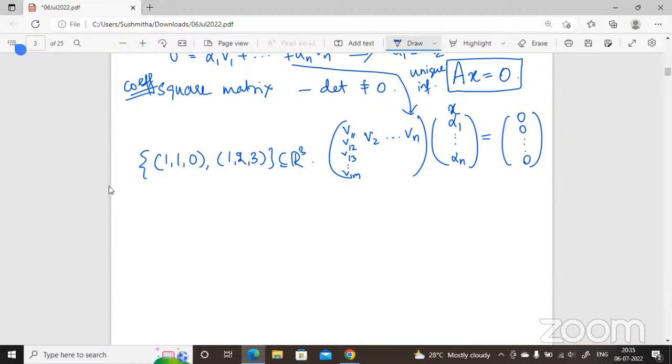Actually, you don't need to solve it. See, the first vector is not a linear combination of the other. Multiply the first vector with something, you cannot get the second vector, right? Therefore, they form an independent set.